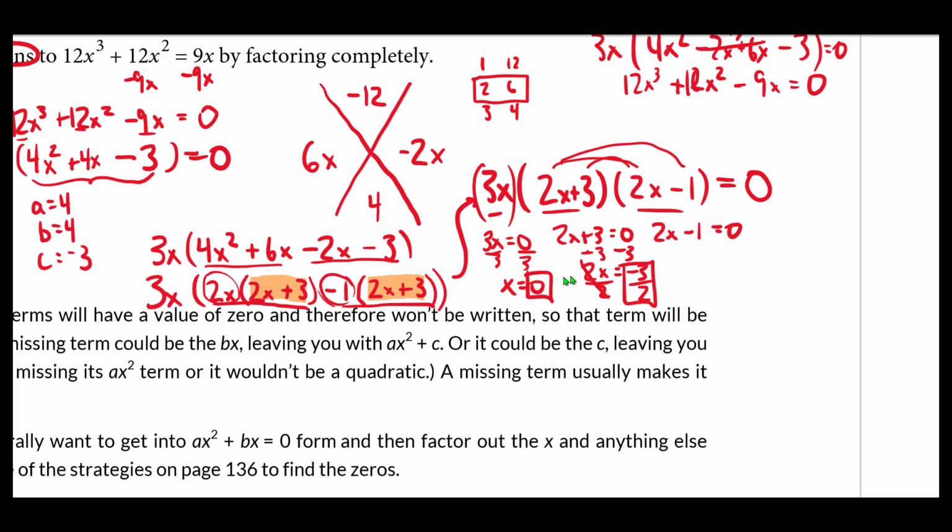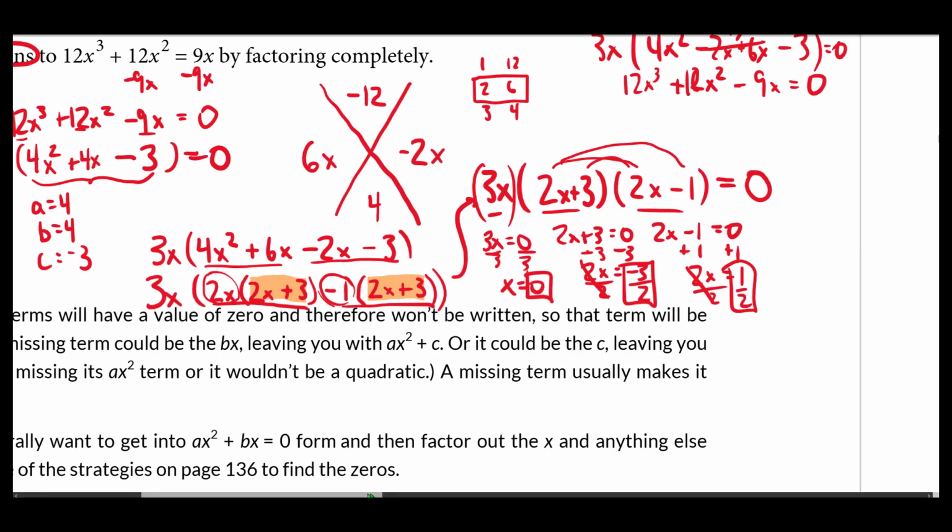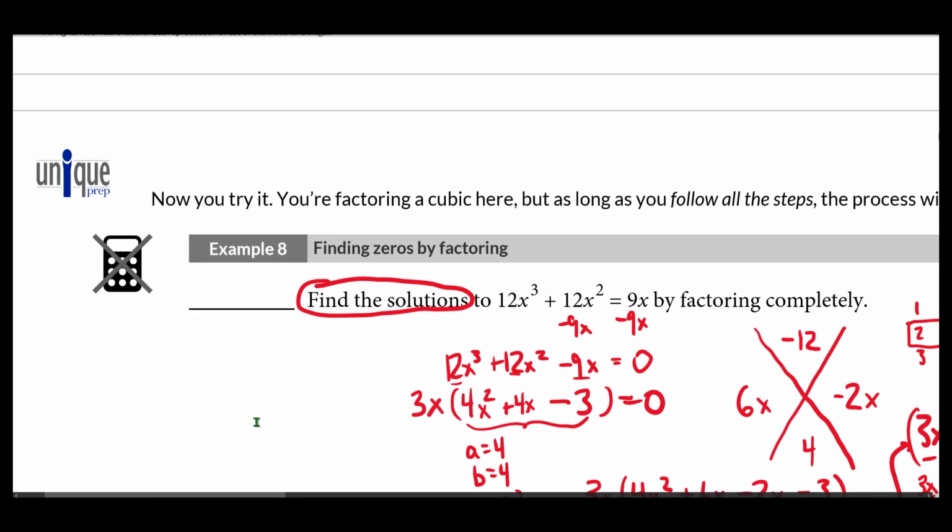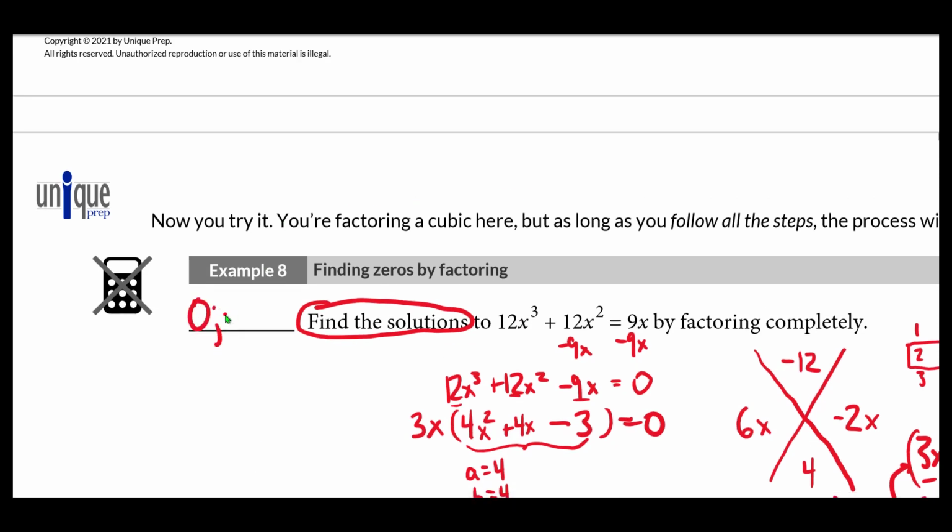So I've got a 0, I've got a negative 3 halves, and then of course over here plus 1 plus 1, 2x equals 1, divide by 2, and I get x equals 1 half. So 0, negative 3 halves, and 1 half are my three solutions here. I did that a little bit out of order, but that's okay. And of course, if this were a grid-in, somehow the question would restrict you either to the 0 and the positive solution. The negative solution could not be possible on a grid-in.